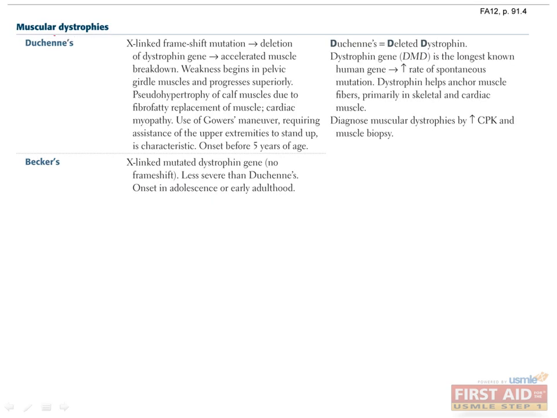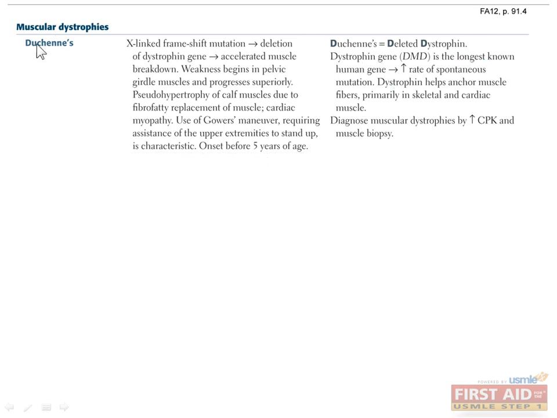There are two types of muscular dystrophies, Duchenne's and Becker's. Both are X-linked recessive and both affect the dystrophin gene. Dystrophin is the longest known human gene, and therefore is the most likely to have spontaneous mutations. The dystrophin protein is cytoplasmic and is part of a larger multiprotein complex, which anchors the cytoskeleton of skeletal and cardiac muscle to the extracellular matrix through the membrane.